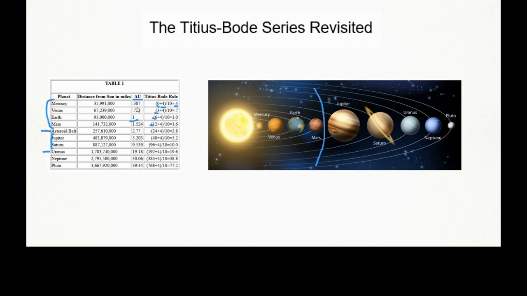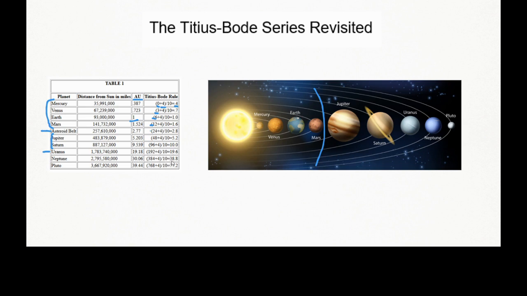So look at the prediction of the asteroid belt. The Titius-Bode was a 2.8. The number of AUs is 2.77. That's a pretty good, close prediction there. Jupiter was 5.2, and the actual number is 5.203, so that's very close. And then the Titius-Bode rule for Saturn is 10, and the AUs are 9.5. That's close enough. And then 19.6, 19.18, that's close.